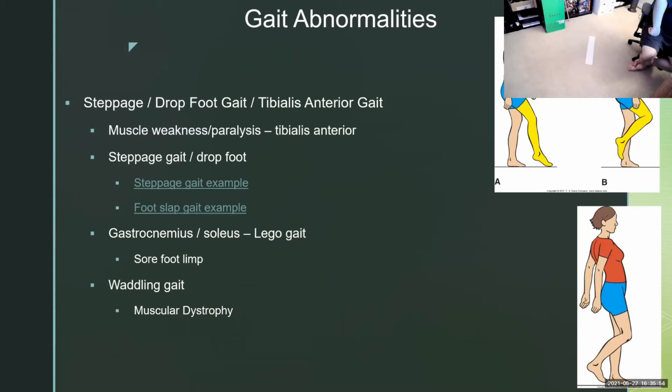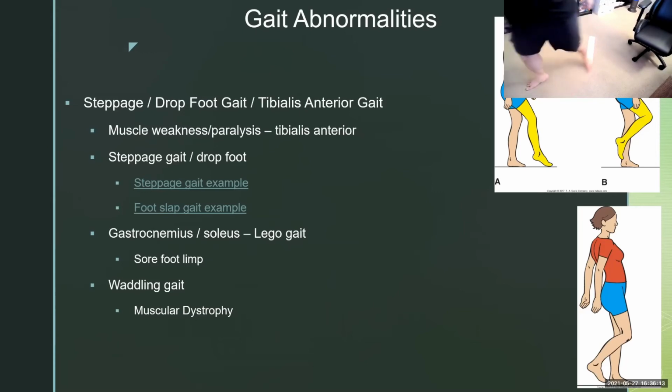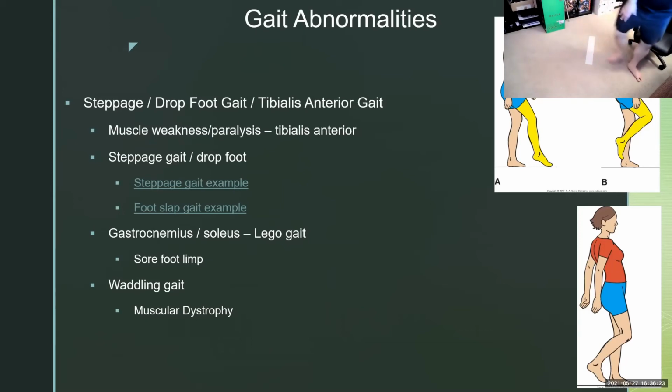So gastroc or soleus gait, or what I call Lego gait, which is an antalgic gait pattern. This is where the person typically has a sore foot. And so you'll see them walking like this. Their other foot's planting the whole, anyone ever see somebody walk like this? They're only touching down with the toes, lots of kids, right? And that's usually when they have a sore foot. They've stepped on something or their ankle's sore. So what you're trying to do is avoid putting any weight on that foot.